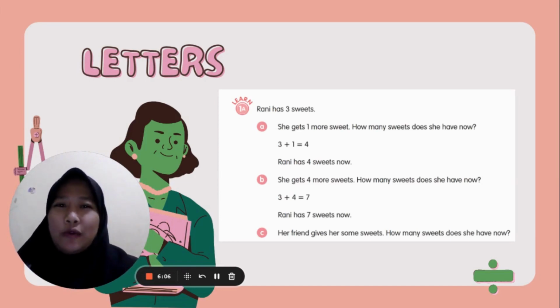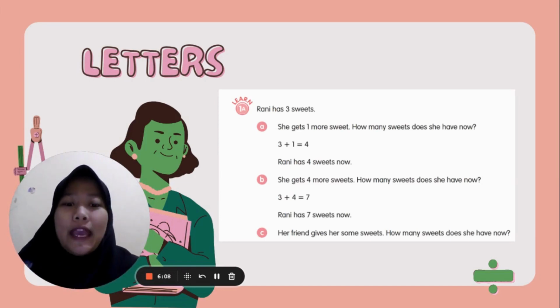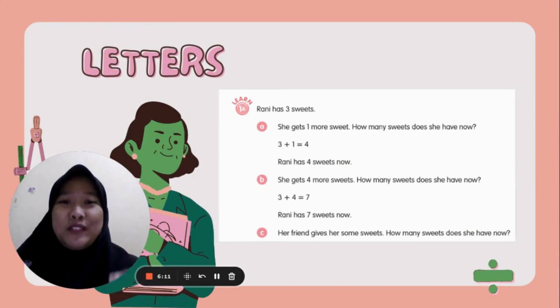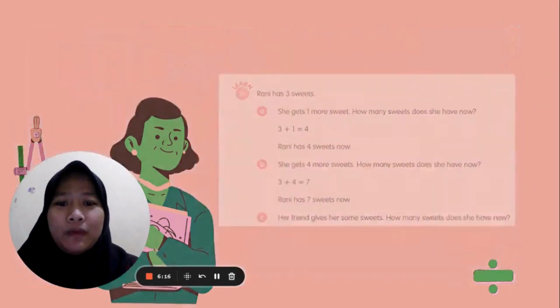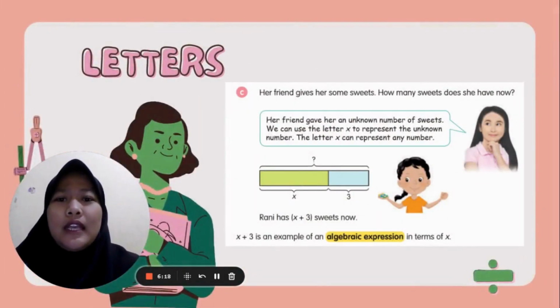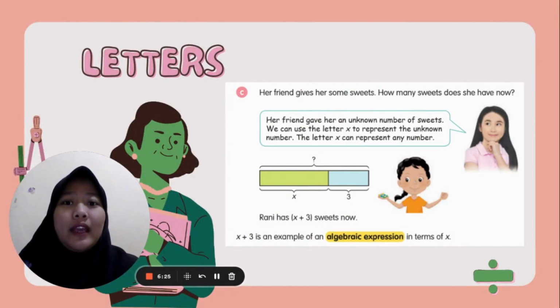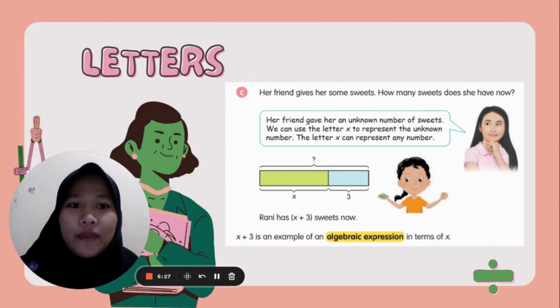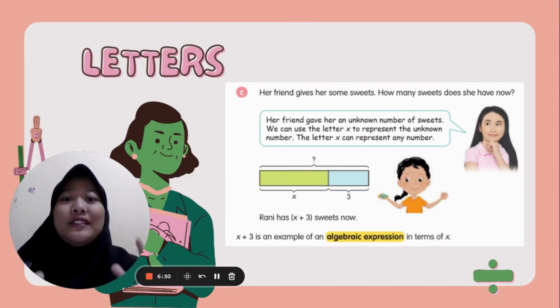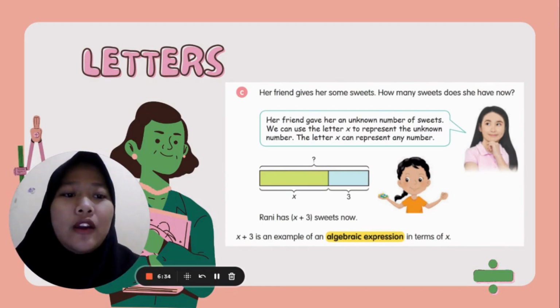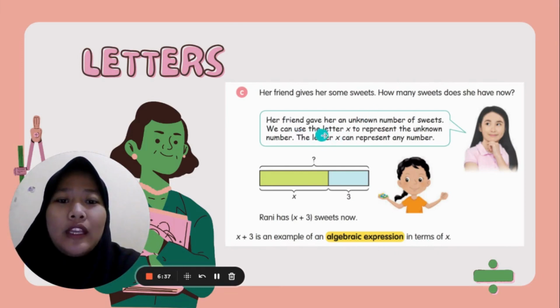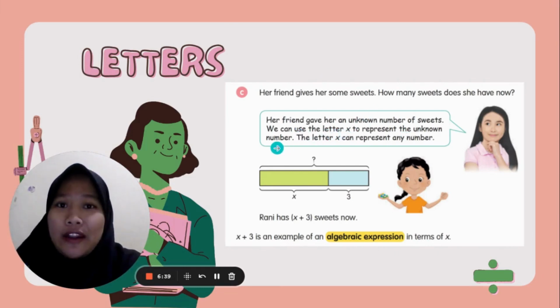Now I will change the question a little bit. Her friend gives her some sweets. How many sweets does she have now? In this case, I don't give you the exact number of sweets, but I just told you that Rani gets some more sweets. Here, we can use letters to represent the unknown numbers, and we can use the letter x to represent the unknown number.